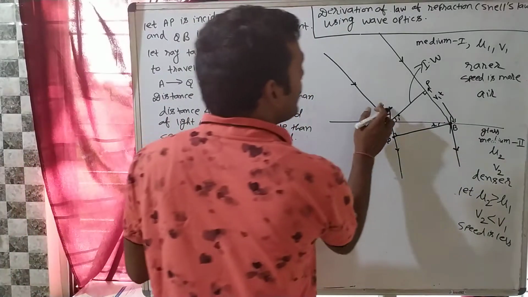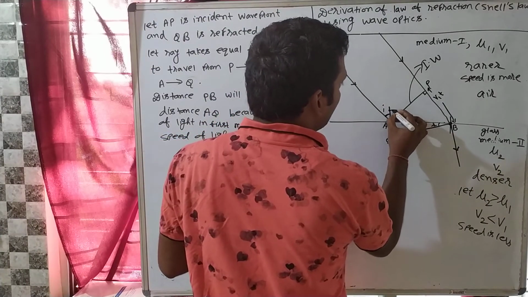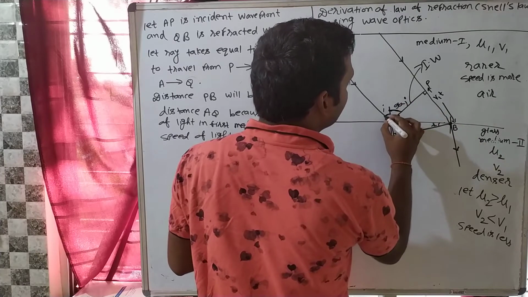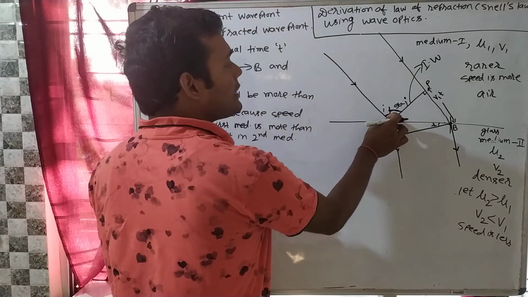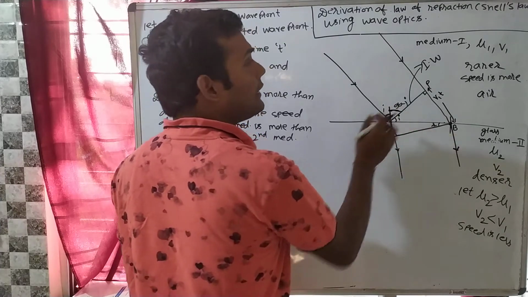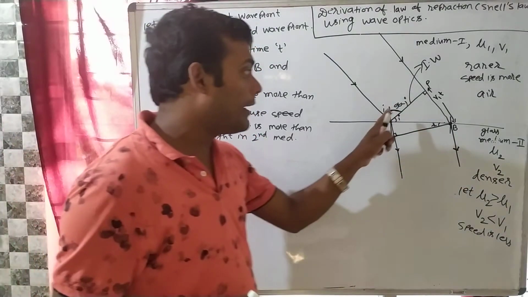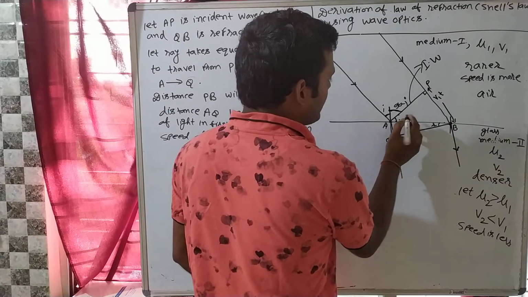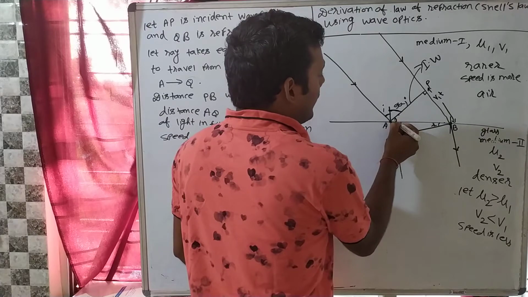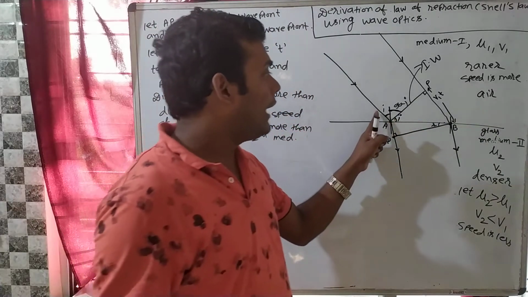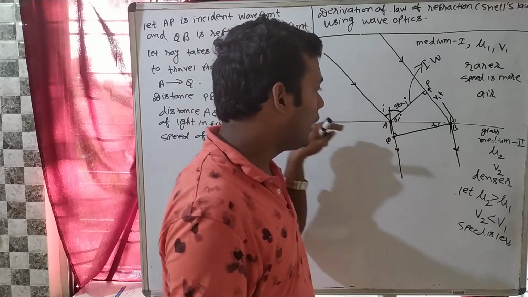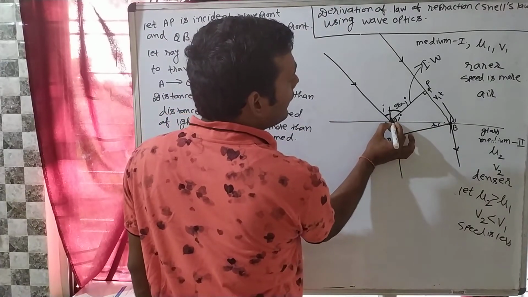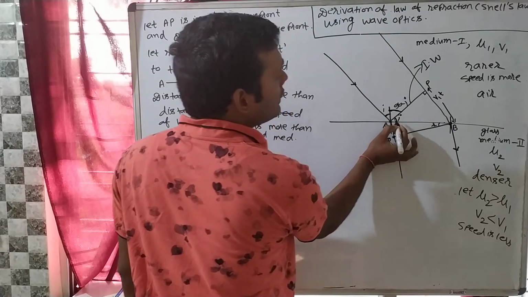So the angle between this line and this line is how much? 90. If suppose this angle is I, what will be this angle? 90 minus I, right? Because this complete angle is 90 and this much is I, so this much will become 90 minus I. If this is 90 minus I, can we say that this one will become I? Why? Because the normal is perpendicular to this surface, so this complete is 90, this one is 90 minus I, so this one will become I.